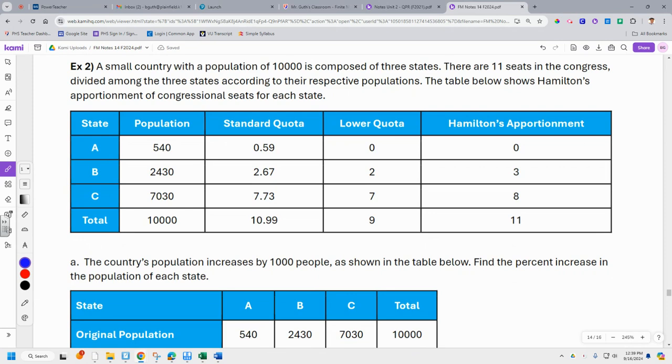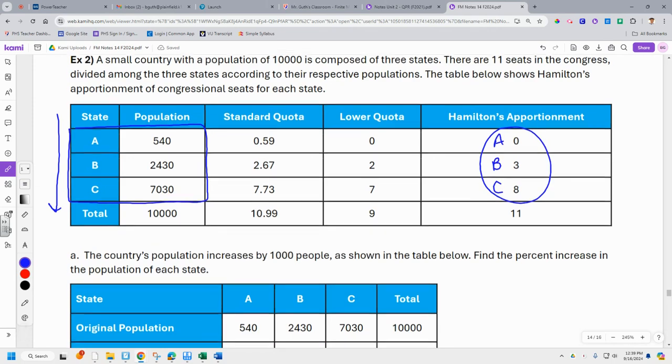So a couple of things here. First of all, the table is written sideways, it's written up and down, and the normal table is sideways from this, but those are the important numbers that we would need if we were doing Hamilton's apportionment. But they already did Hamilton's apportionment, and they found A gets 0, B gets 3, and C gets 8. So the work has already been done here for Hamilton's apportionment, but we're going to change something.